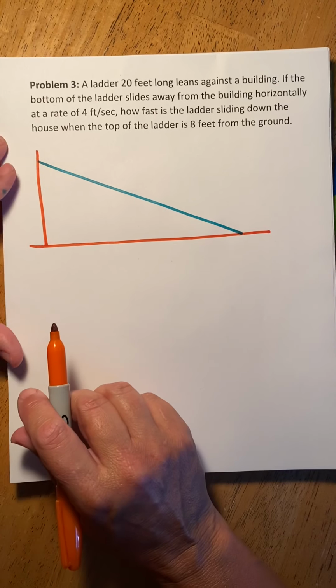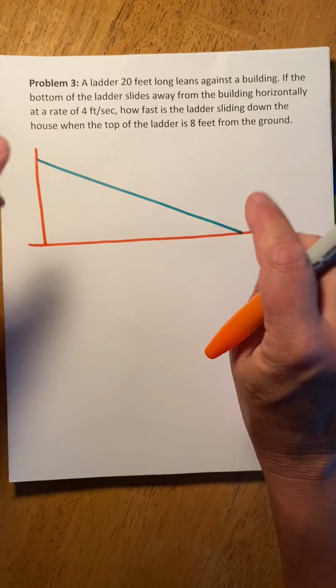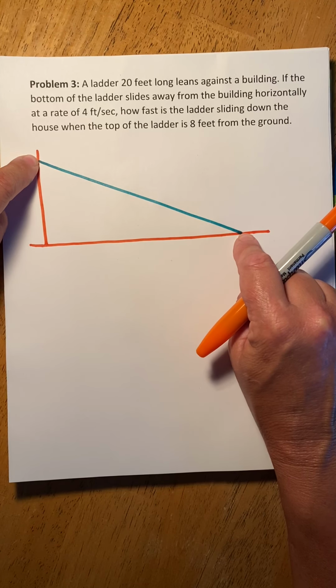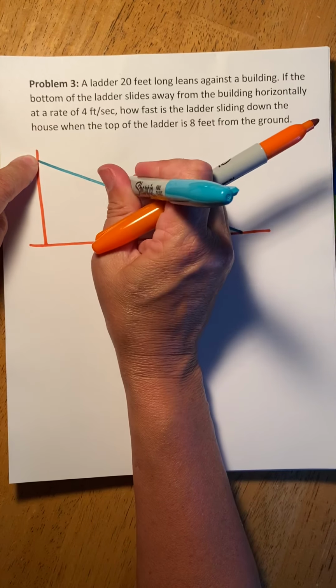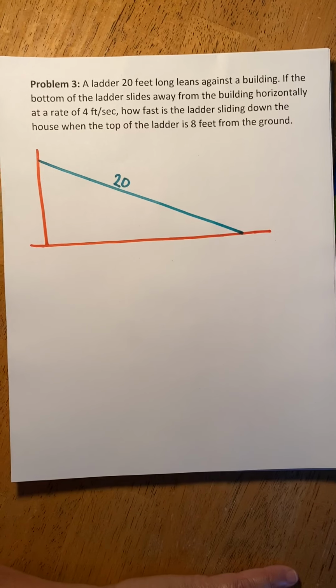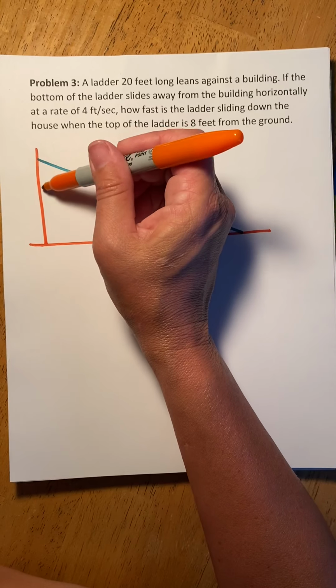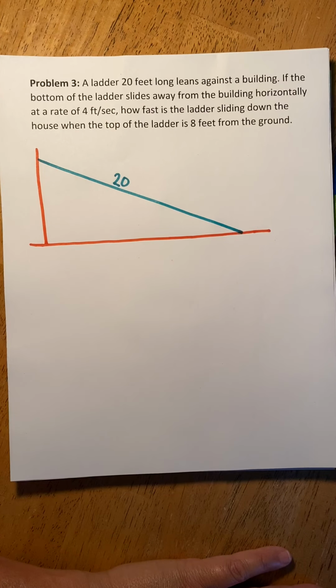So a ladder 20 feet long. Notice this length between my fingers, the green line, the length of the ladder, doesn't change. It's always going to be 20. Even as the ladder moves, as the base goes out, the top is going to slide down, but the length of the ladder is not going to change. So I can assign it the value of 20.